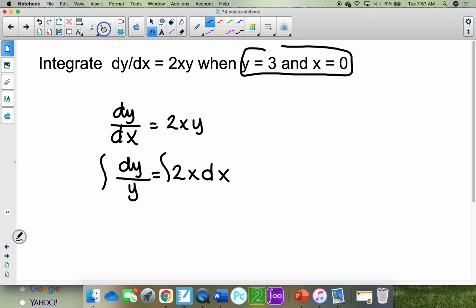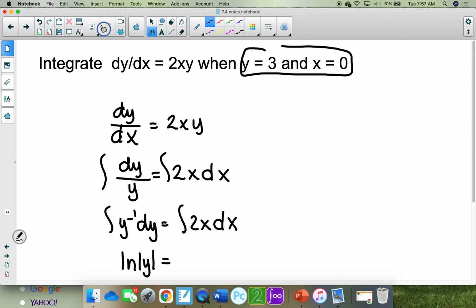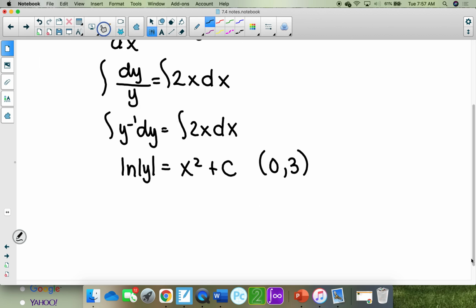This is the same thing as y to the negative 1 dy equals 2x dx. If you add 1, it's the natural log of the absolute value of y equals x squared plus c. You are going to plug in 0, 3 at this spot. Natural log of the absolute value of 3 equals c, so that's what it equals.